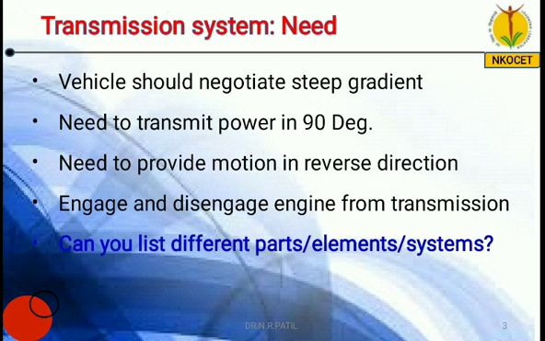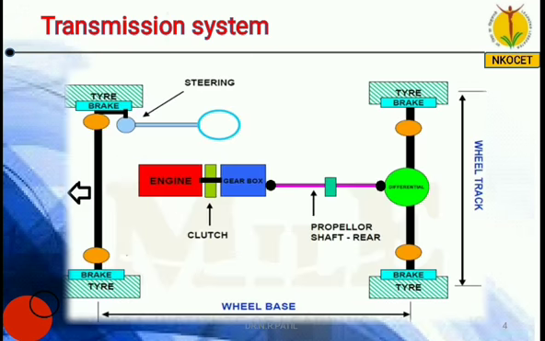Next, now can you list the different parts elements of a transmission system? Yes, you can now. Engine, flywheel, clutch, gearbox, then propeller shaft, differential. These are the elements you will find in transmission system. Now the same thing I have produced here in a figure. This figure tells you about different elements of the transmission system.